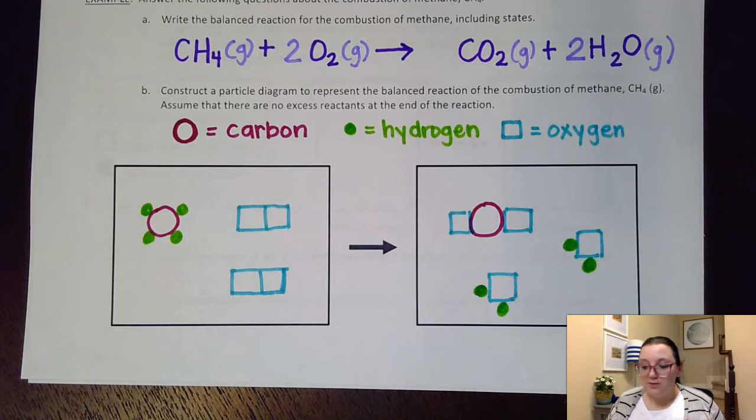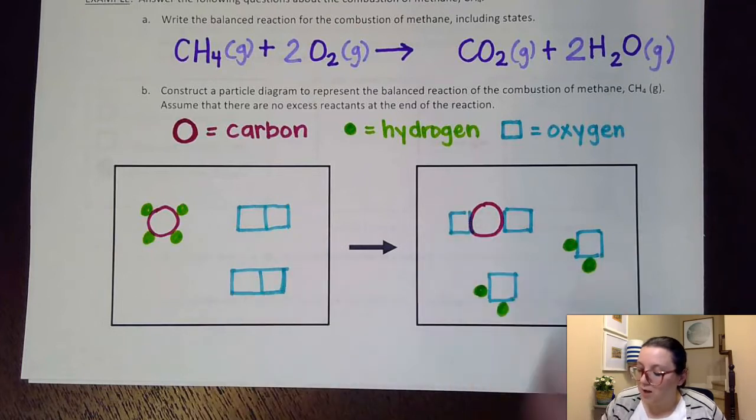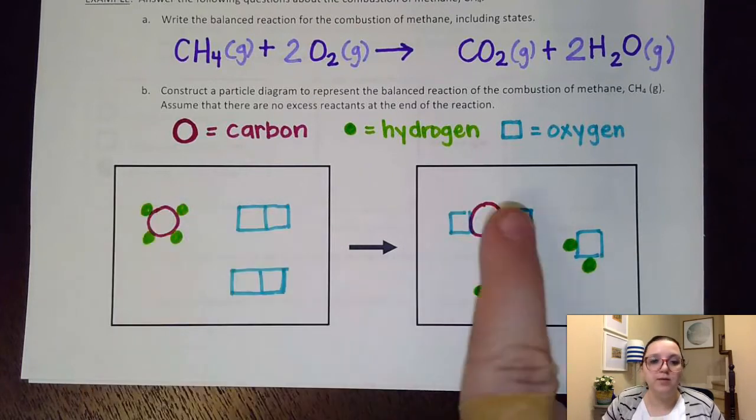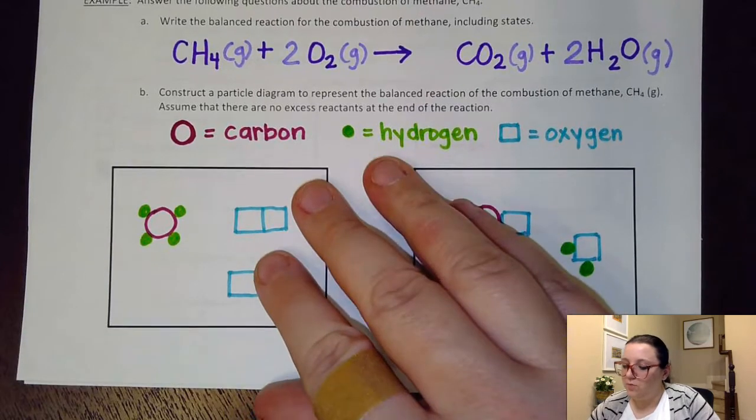Okay. So you can see here I have the 4 green circles on each side, the 4 blue boxes on each side, and 1 pink circle on each side. I've maintained my law of conservation of mass from side to side. All right, let's go ahead and look at the one on the next page.